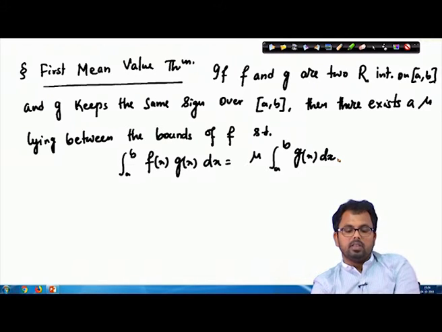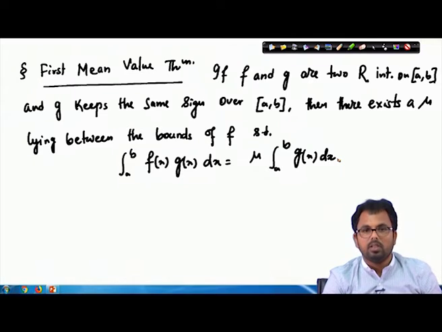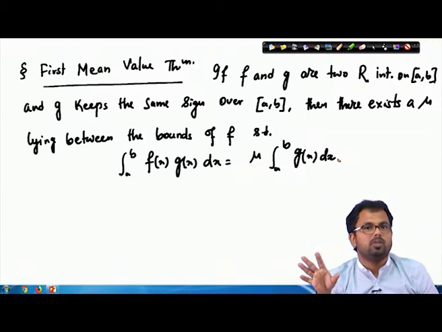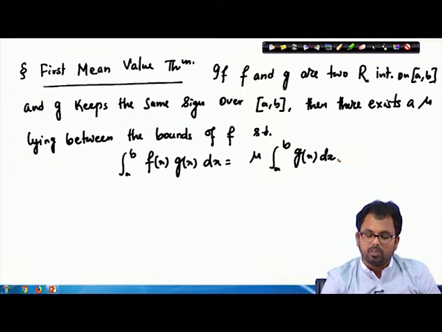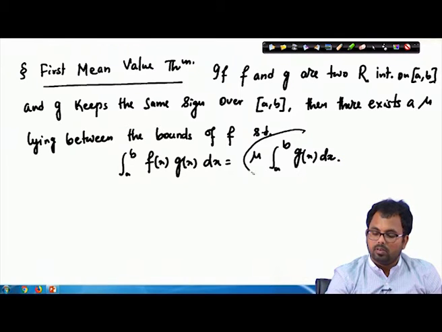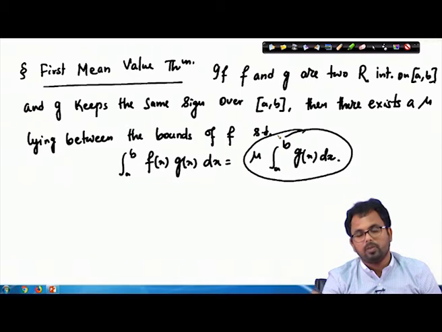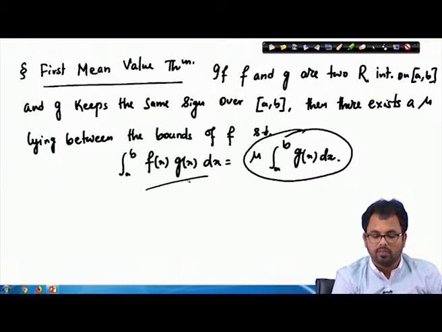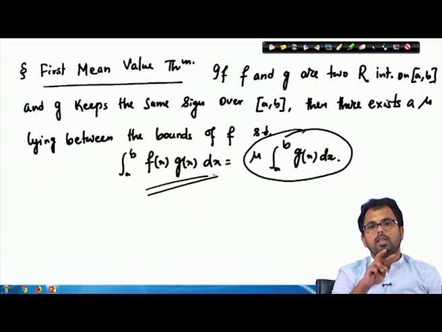Here you can see that instead of calculating the integral of the product, we have replaced the function f with its value mu. This mu is attained somewhere, at some point on the interval A to B. It can be at x equals x2 or x3, any such point in the closed interval AB, and that value mu is multiplied with the integral of the function g(x) from A to B, which gives us the value of the integral on the left hand side. So this is in a way a mean value theorem: we are taking some value of the function f between the upper bound and lower bound.